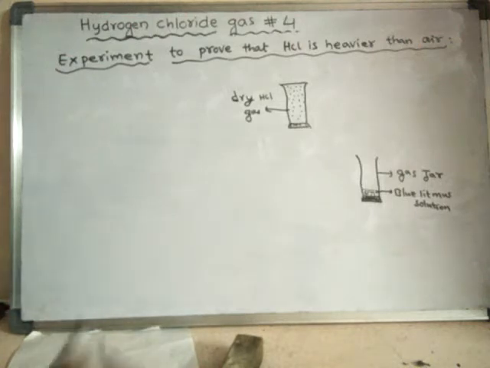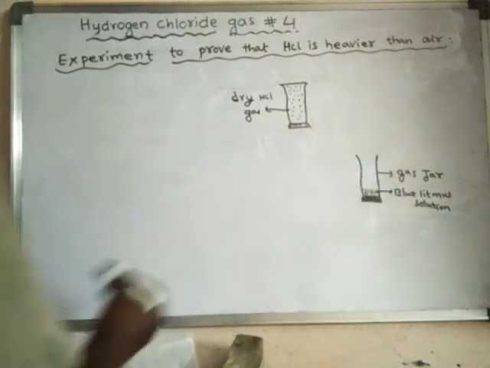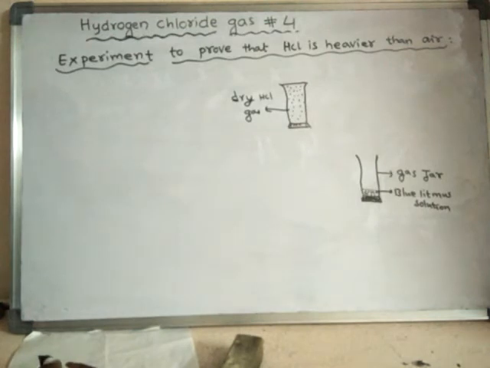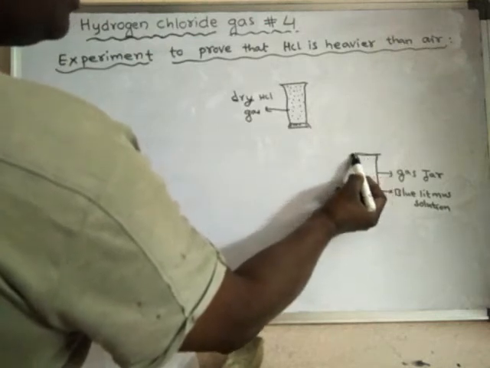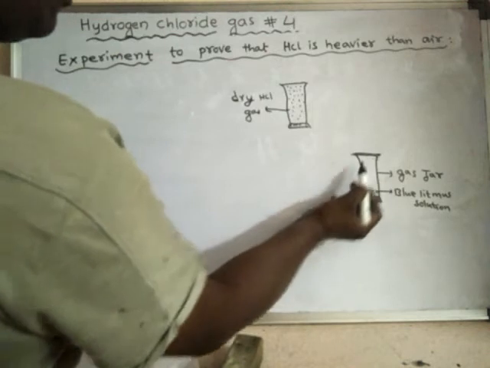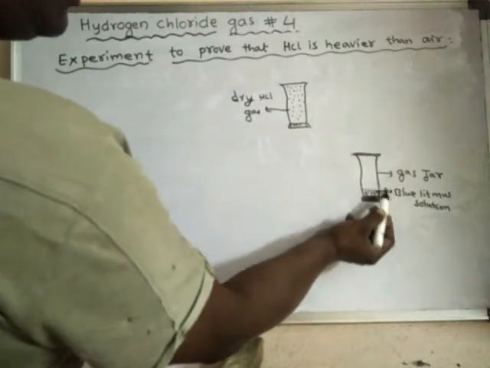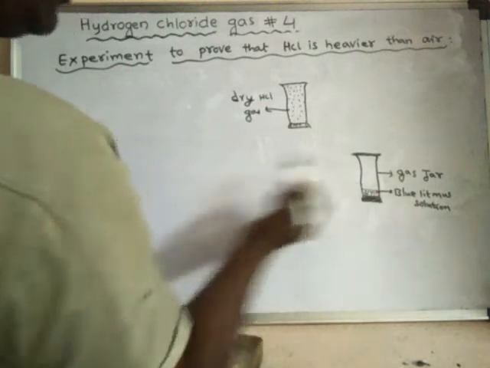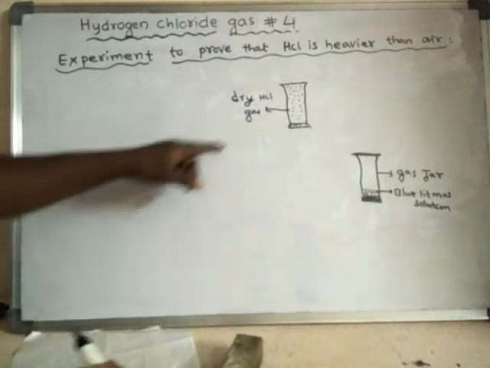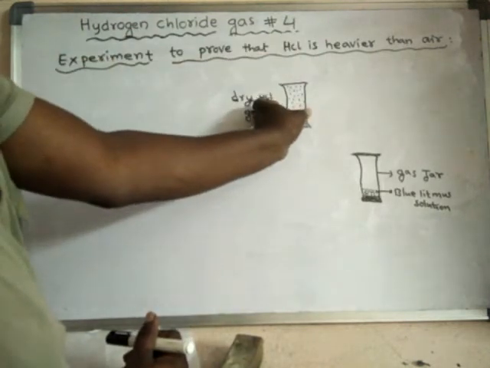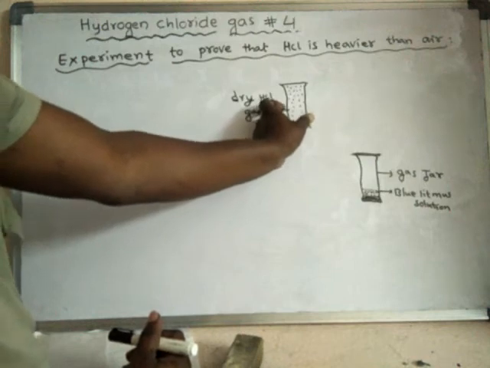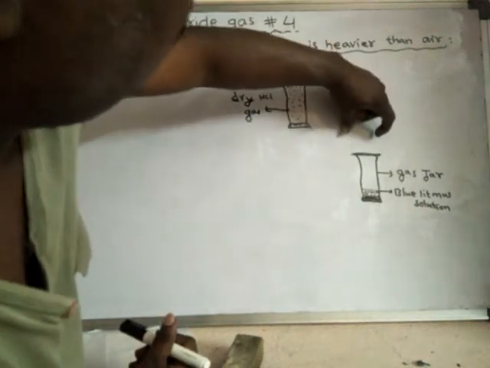Now what we'll do? A disc is covered. You cover a glass disc on this gas jar which is having blue litmus solution. Now take this jar with dry HCl gas and invert it on this jar.